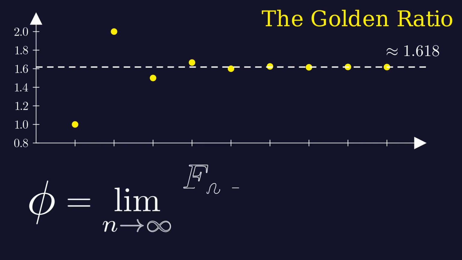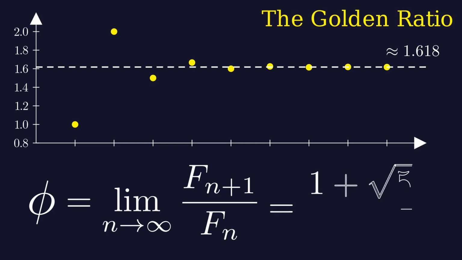We take the limit as n approaches infinity of the (n+1)th element of the sequence divided by the nth element of the sequence. The golden ratio is an irrational number, and its exact value is equal to 1 plus the square root of 5, divided by 2. Now let's draw a square with a side length of 1.